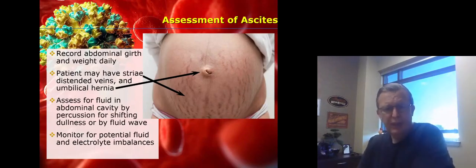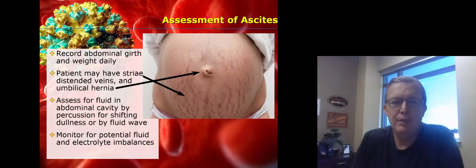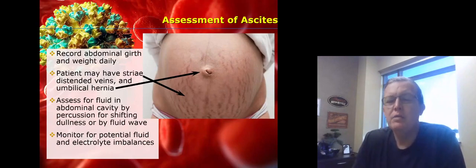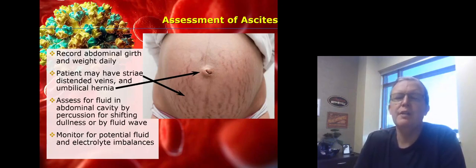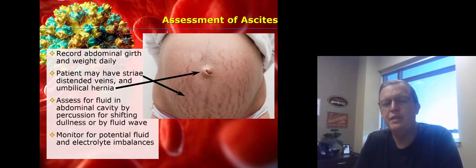So depending on the acute nature of the ascites, we may or may not be measuring the abdomen. So I mentioned record abdominal girth and weight daily. While that's true and is something we've done for years, you don't necessarily see people doing that all of the time. If you do that, one of the important things to do is to find a way to ensure that from staff to staff, from shift to shift, we're measuring in the same location.